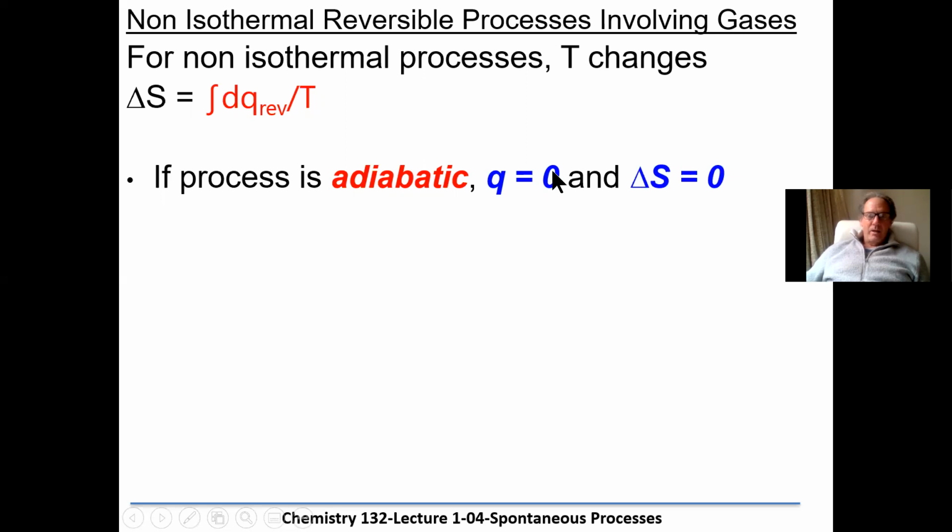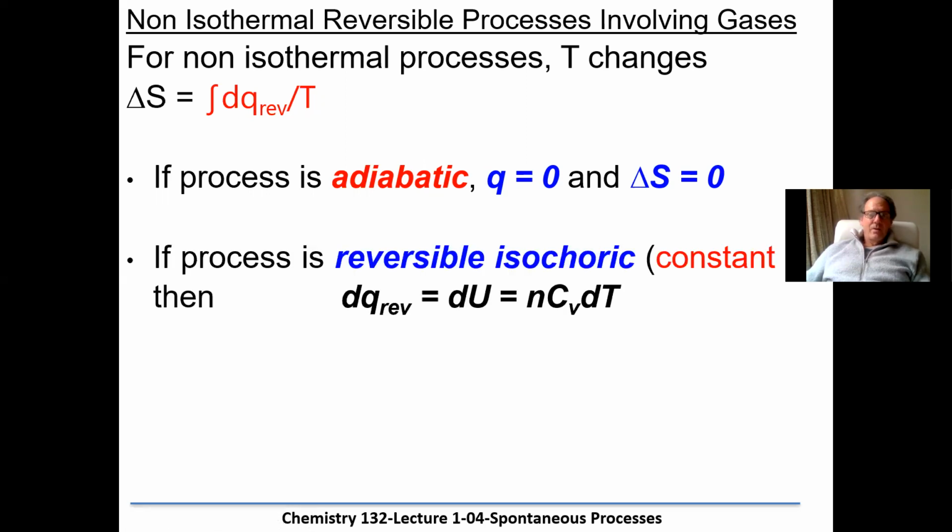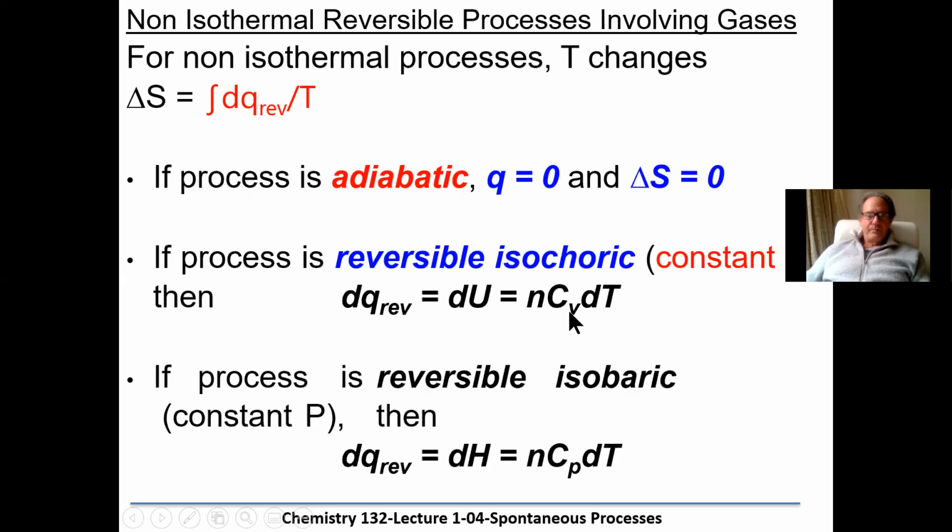Heat is going to be 0. Now, delta S, the entropy change, depends on heat, and there is no heat change, so delta S is 0 for an adiabatic process. Easy peasy, isn't it? So if the process is a reversible isochoric, which simply means constant volume, then dq reversible equals dU, the change in internal energy, because it's constant volume. Remember, in a system under constant volume, energy flowing in or out of the system has to come from the molecules. It also equals nCV delta T because it's constant volume.